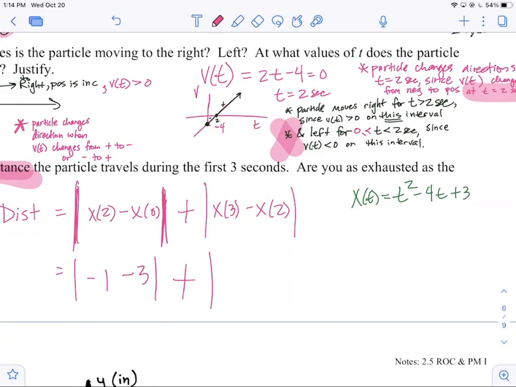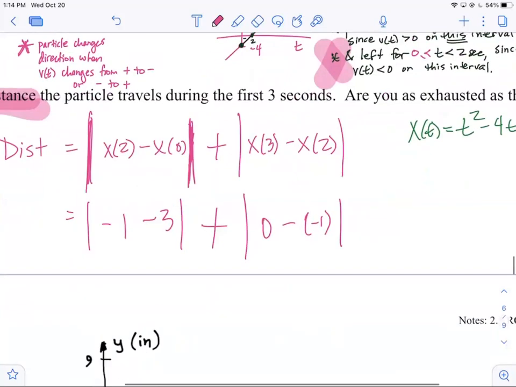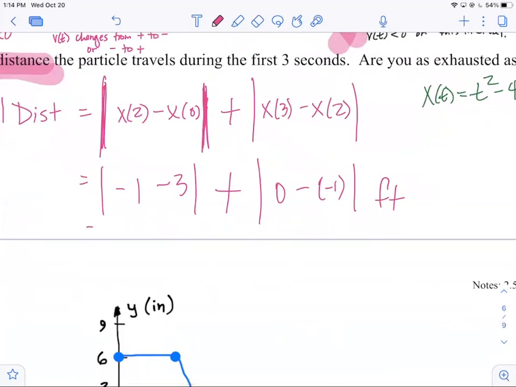Now you plug in a 3. I think we, let's see, 9 minus 12. That's 0, right? Minus x of 2 becomes minus negative 1, right? And if this were a free response, you could stop right there as long as you put feet on it, right? But we'll keep going. Let's see. That's negative 4. Absolute value of that is 4. And then this becomes 1.